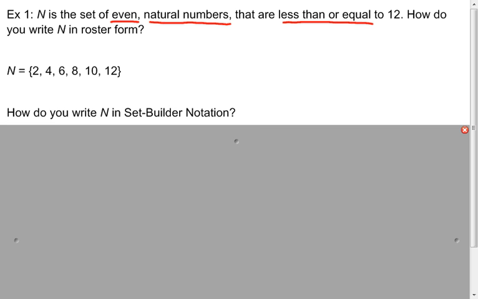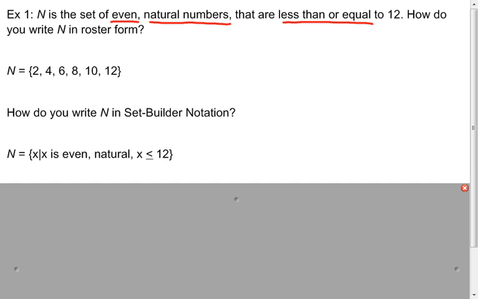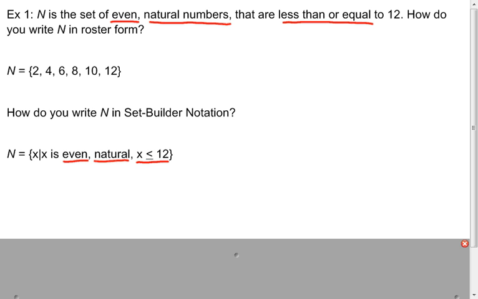How would I write that same thing in set builder notation? Remember, set builder notation always starts with that x bar x, and the rest of it is description. So what do I know about my number? Well, the number has to be even. We had that up at the top. It has to be natural. We had that up at the top. It has to be less than or equal to 12. And I can write that with an inequality symbol. That's pretty much the only reason why they choose to put this lesson right here in the middle of Chapter 3, because it has an inequality symbol in it. That's the only thing that makes this have to do with anything else that we've been doing. Okay?